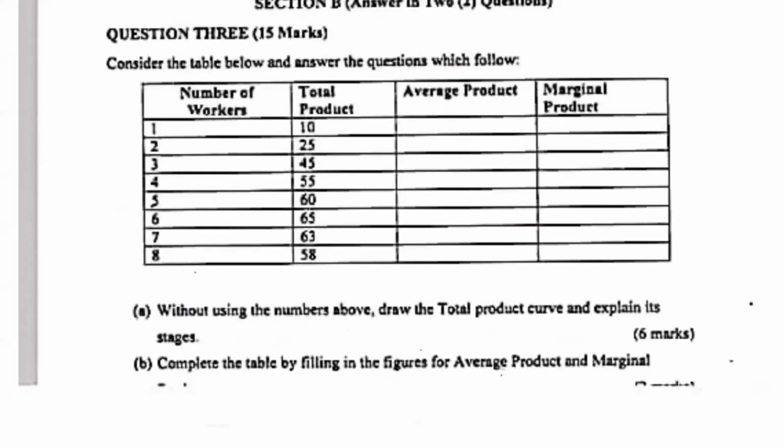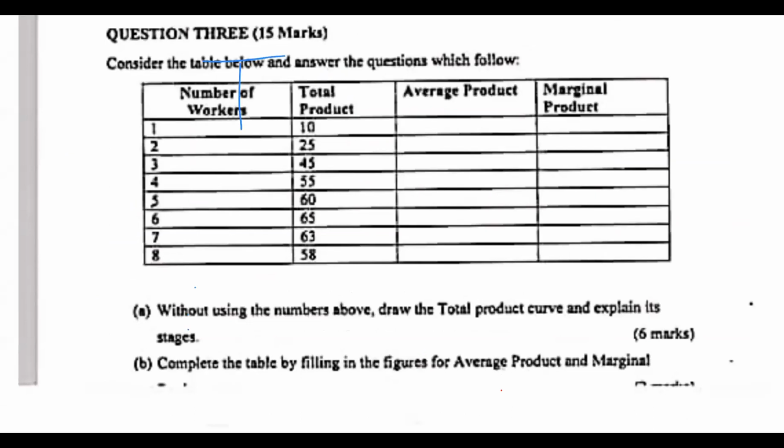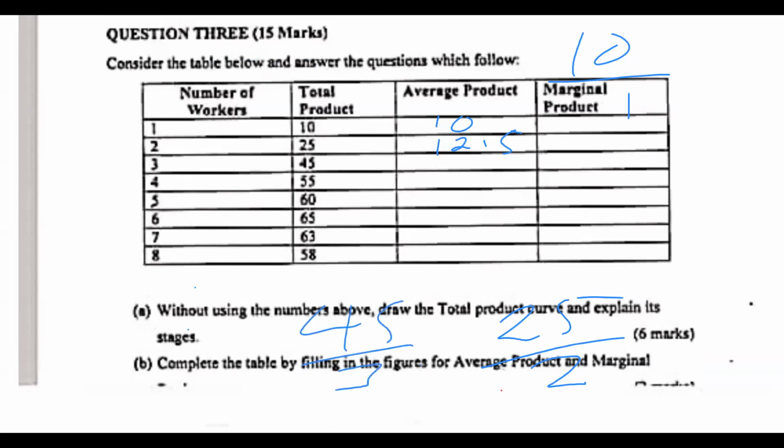For the average product, how do we do it? It is the total product divided by the unit of labor. So the first one shall be 10 divided by 1, which is 10, right? The next one shall be 25 divided by 2, which is 12.5. The third one is 45 divided by 3, that gives us 15. And 55 divided by 4, what do we get? 13.75.